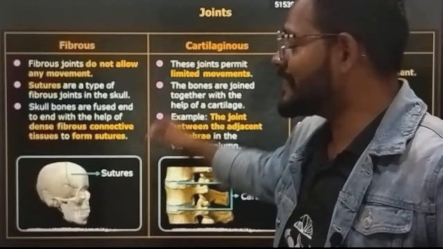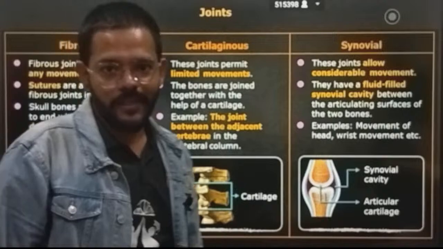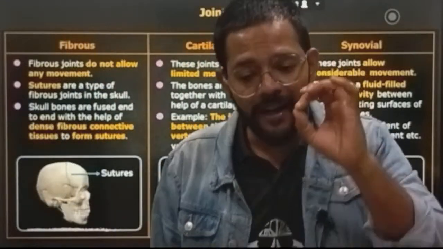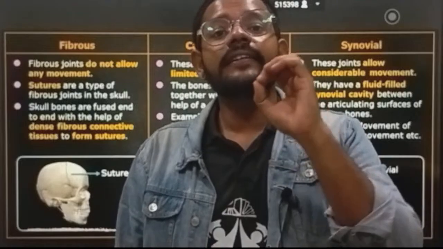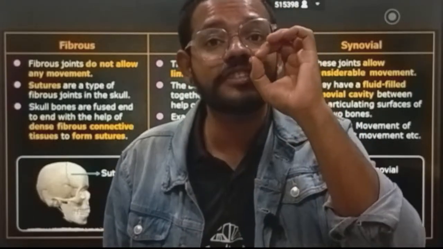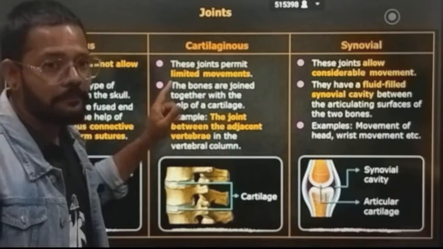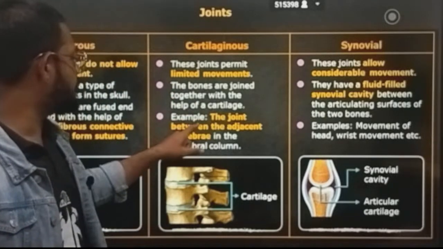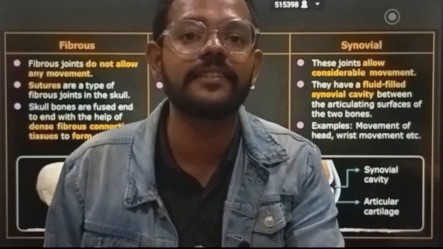Next is the cartilaginous joint. These joints permit limited movement. They perform movement, but that movement is limited, only to some extent. The bones are joined together with the help of cartilage. Example: the joint between the adjacent vertebrae in the vertebral column, which we call the vertebral disc.